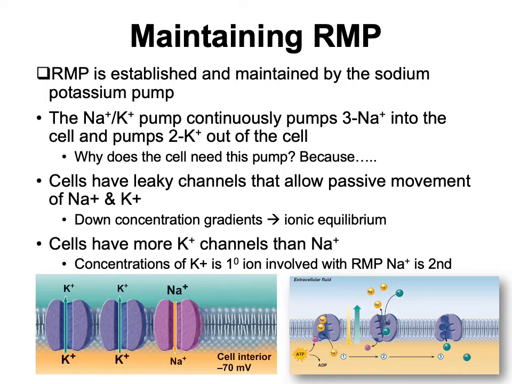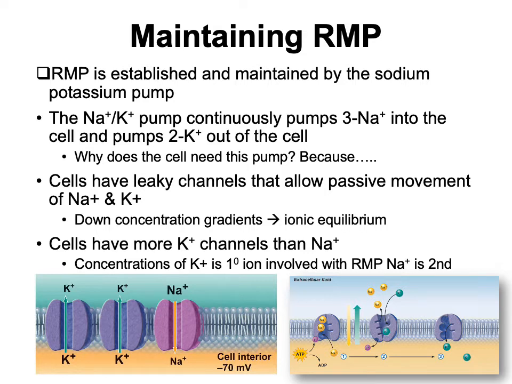So why does every single cell in our body need to have a sodium-potassium pump in its membrane? It is because all cells also have leaky channels that allow passive movement of sodium and potassium in and out of the cell down their concentration gradients. This passive movement will continue until the ions reach equilibrium.